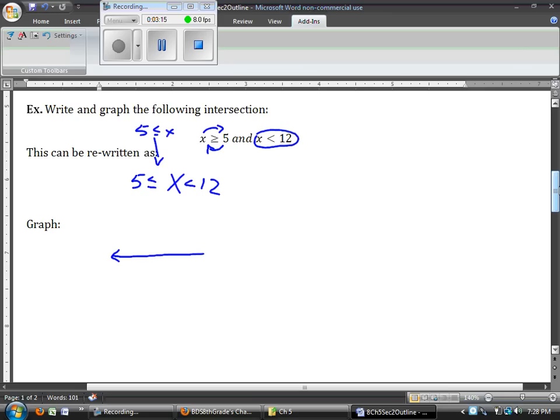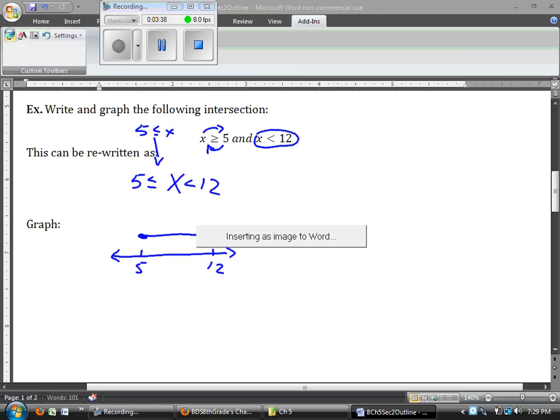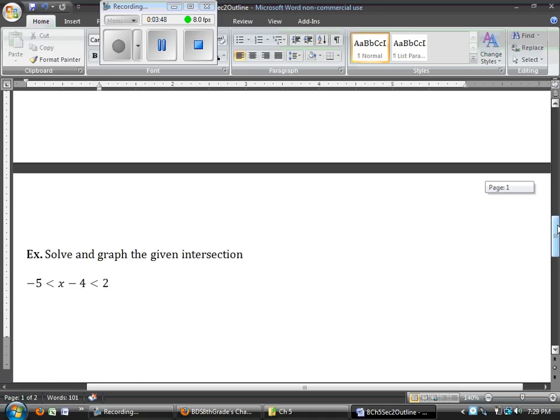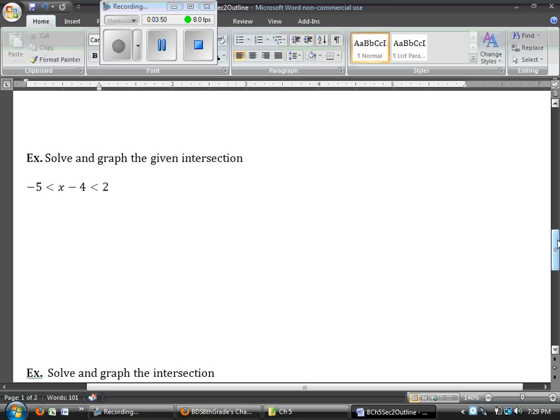So in this case, I have 5 over here and 12 up here. It's equal to 5, so I have a closed dot, then an open dot on 12 where it's strictly less than. So that's how to graph an intersection. Notice it's an intersection where two things are coming together, just like in a car intersection, where two streets come together. This has two inequalities coming together.